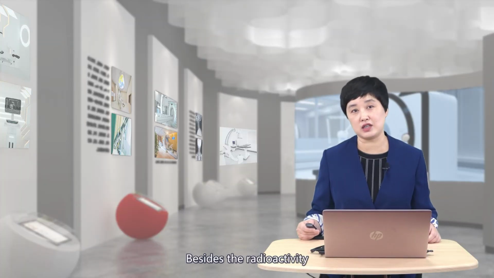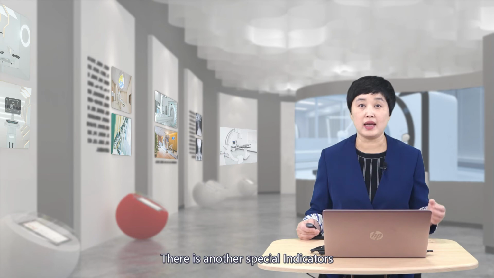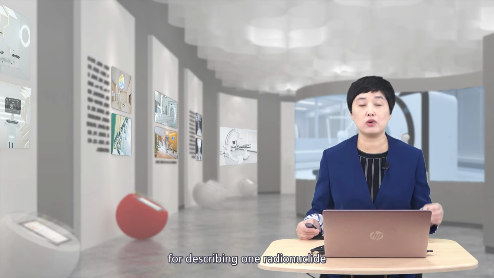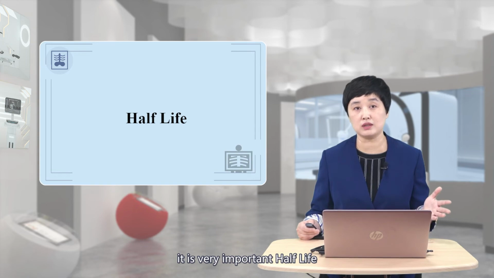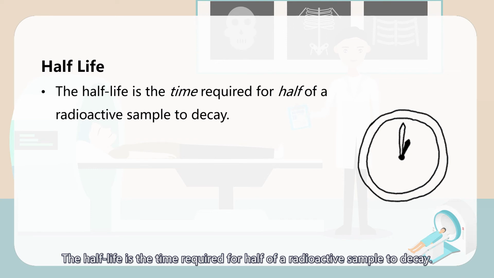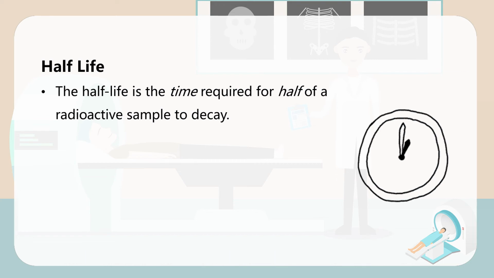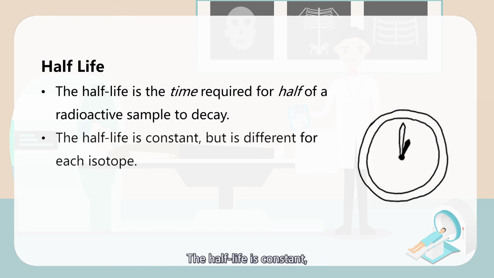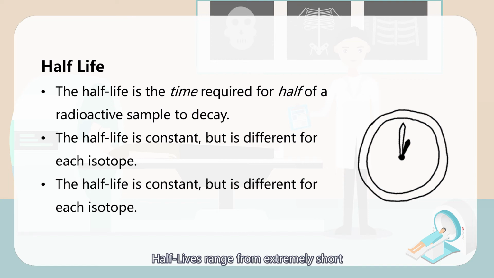Besides radioactivity, there is another special indicator for describing a radionuclide. It's very important: half-life. The half-life is the time required for half of a radioactive sample to decay. Each radionuclide has a unique half-life. The half-life is constant but differs for each isotope. Half-lives range from extremely short, such as fractions of seconds, to millions of years.